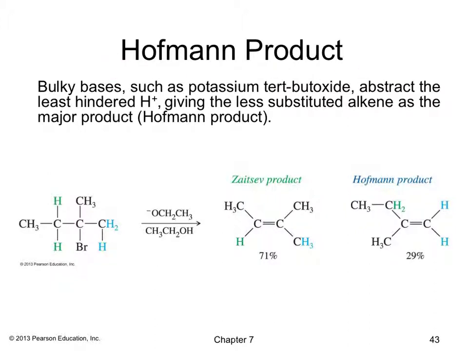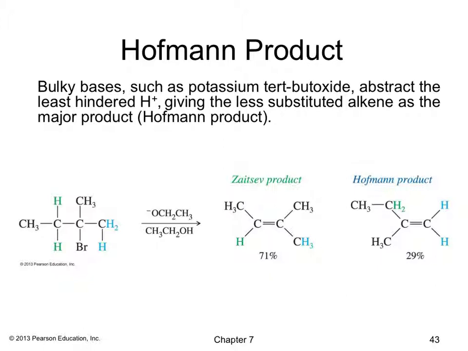The bulky base, such as potassium tert-butoxide, abstracts the least hindered H plus, giving the least substituted alkene as the major product, which is the Hofmann product. So we talked about Zaitsev, which gives the most substituted. Now there's a new terminology shown here called the Hofmann product, in which the least substituted alkene is generated.